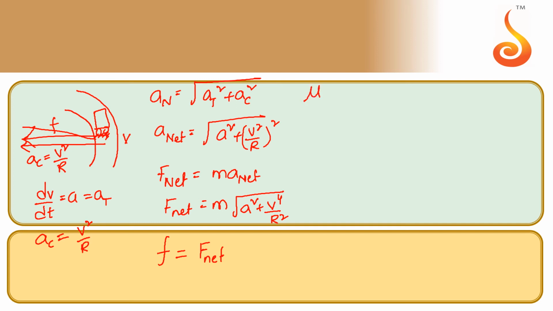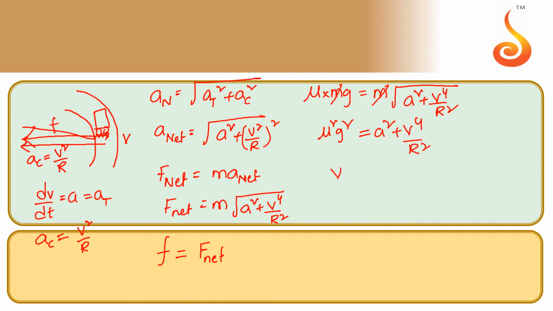So frictional force can be written as mu into N, where N is nothing but mg, is equal to m times under root of a square plus v power 4 by r square. m gets cancelled. So if we send the root to the other side, it will be mu square g square is equal to a square plus v power 4 by r square. So v power 4 can be written as mu square g square minus a square, into r square. Therefore v can be written as mu square g square minus a square into r square, whole power 1 by 4.